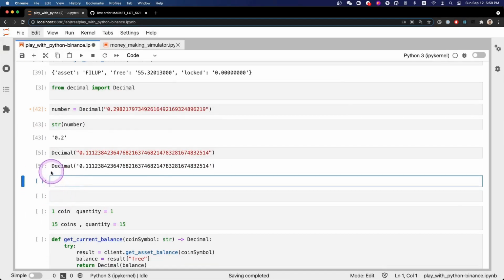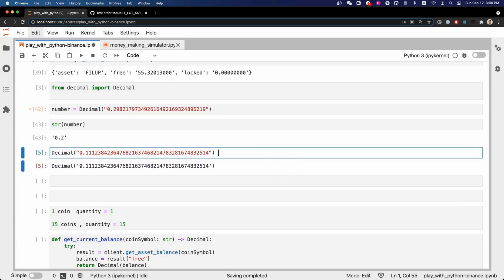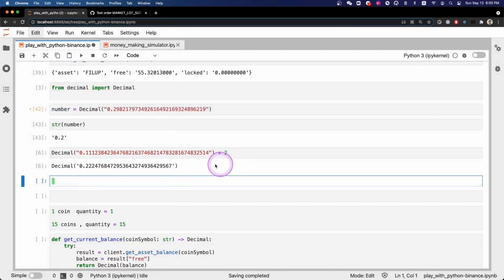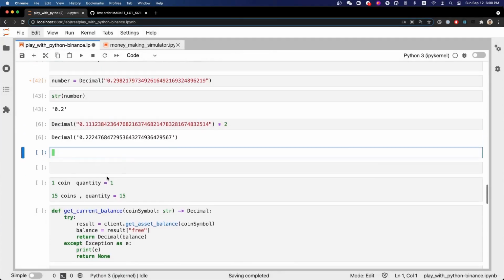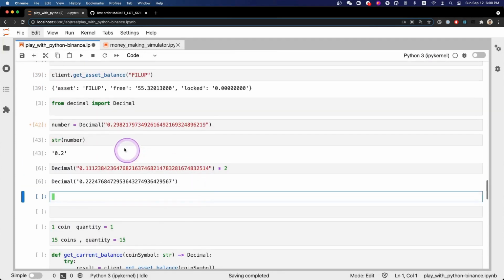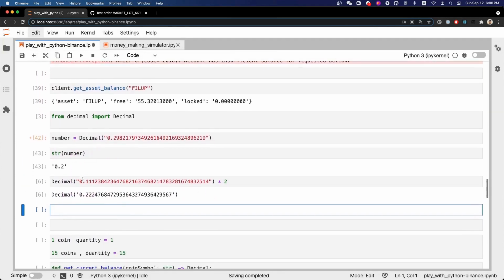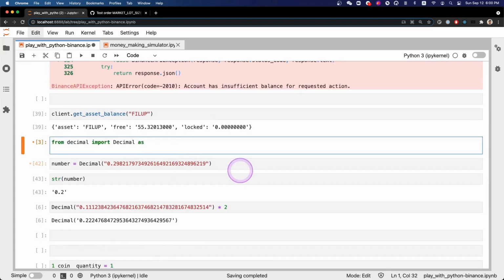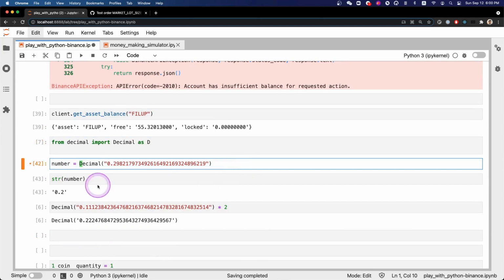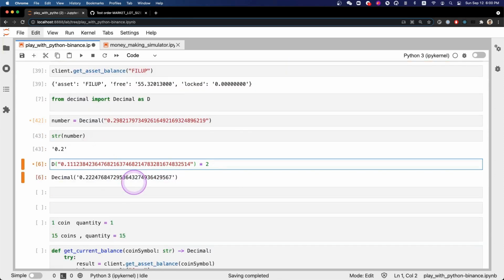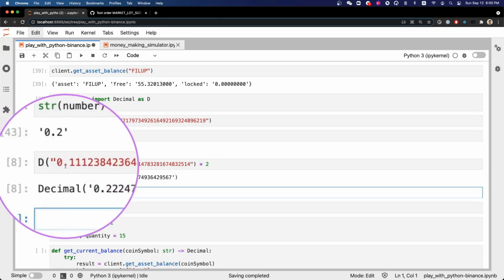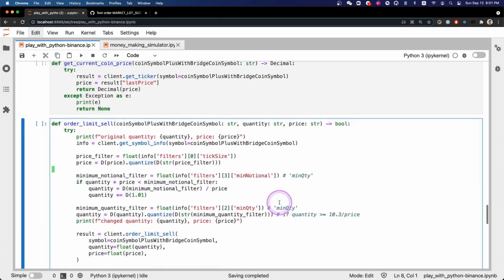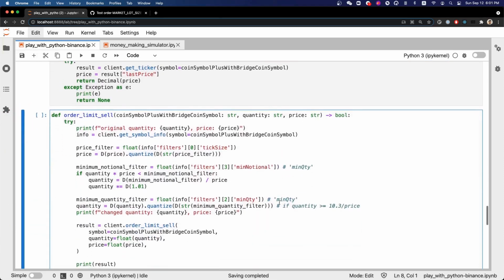But if we do it with the Decimal function, we'll get it correct. And what's even more interesting is that it can be used for calculation directly. As you can see here, we just multiplied it by 2. Okay, so this is the second mistake that I made. So for every value, every float, every number you use, you convert it to the Decimal type. Or you can even import it as D. In this case, you don't have to type Decimal, but instead you just type D right here, as you can see.